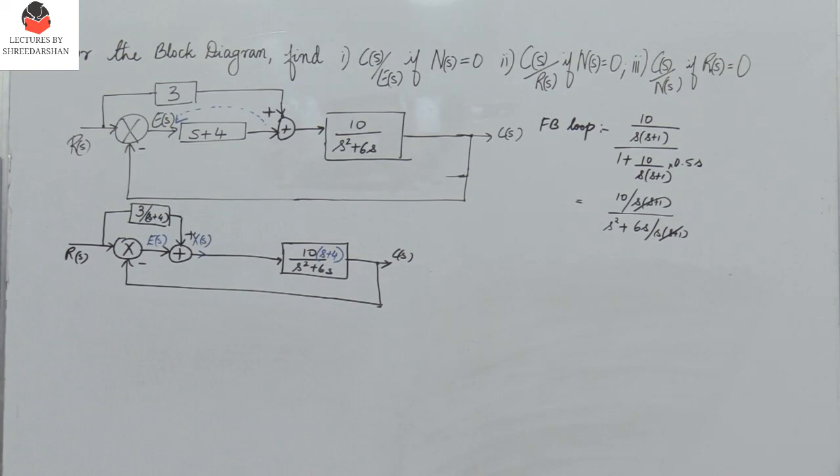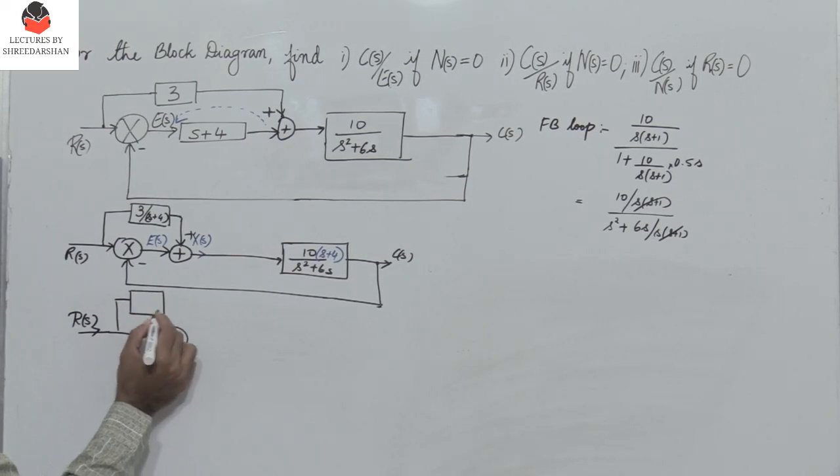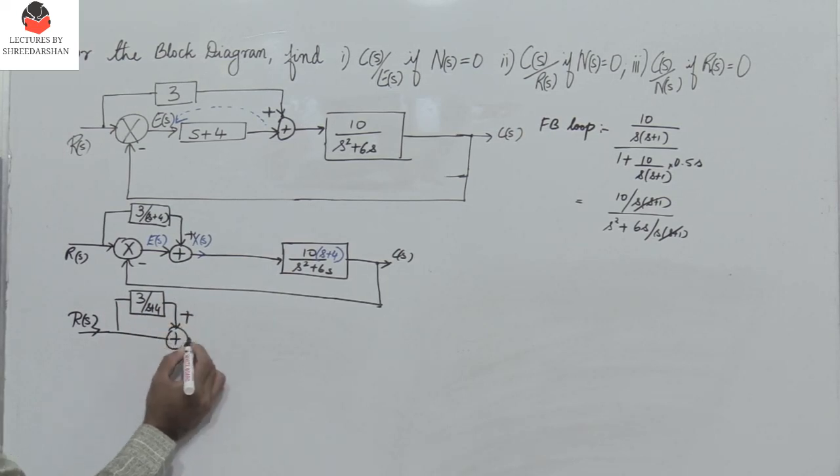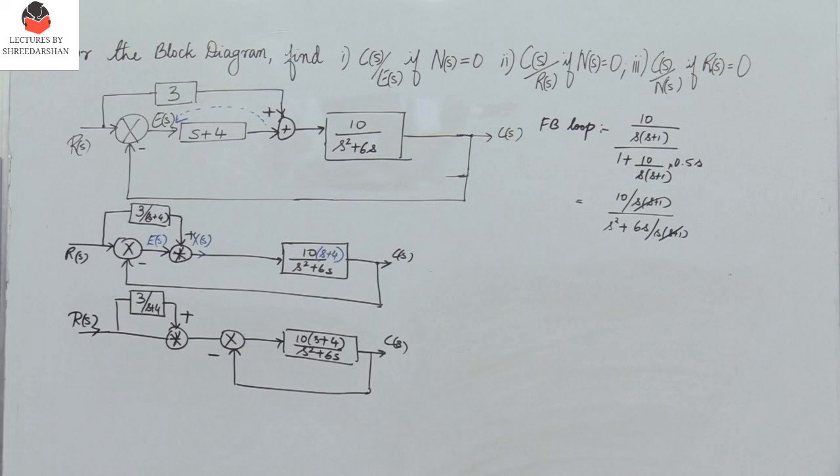To find C(s) by R(s), I have these two summers here which are connected in succession. When I have two summers connected, they can be interchanged. The two summing points can be interchanged by using the associative law. So I have the reduced block diagram here. The next stage, which is R(s), I have this summer with the transfer function 3 divided by s+4, plus, and then I have the summer here. So this is the simplified block diagram representation.